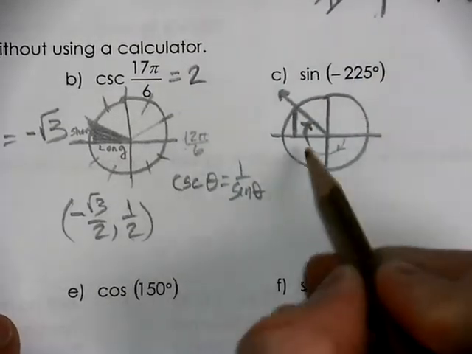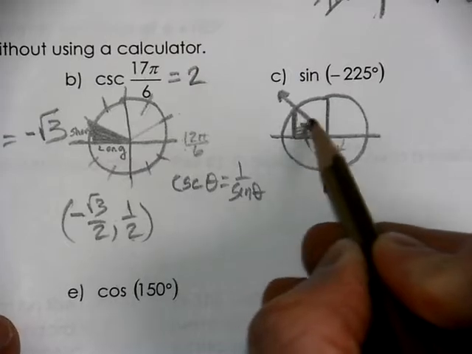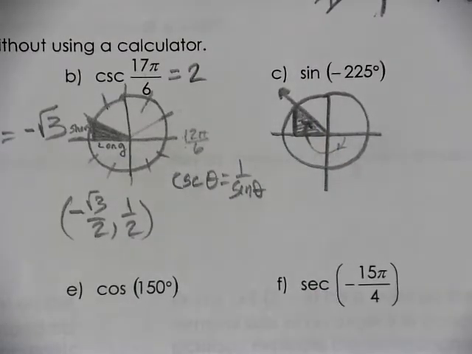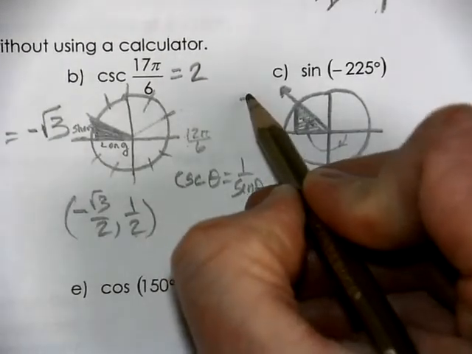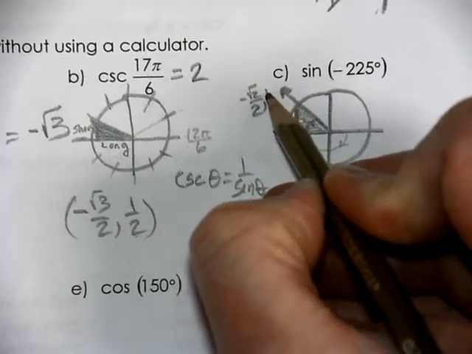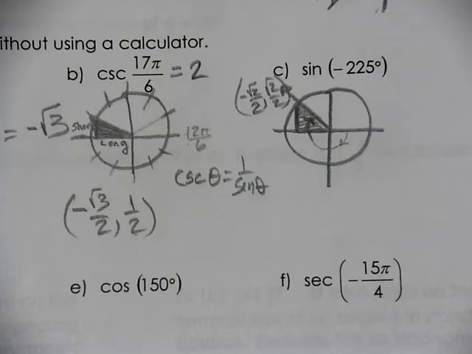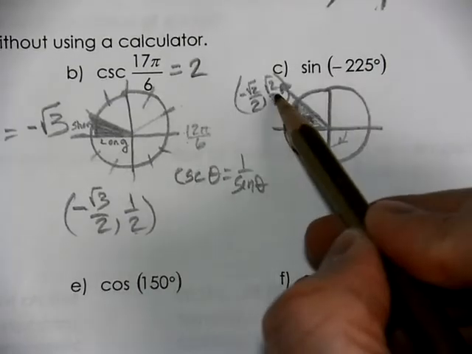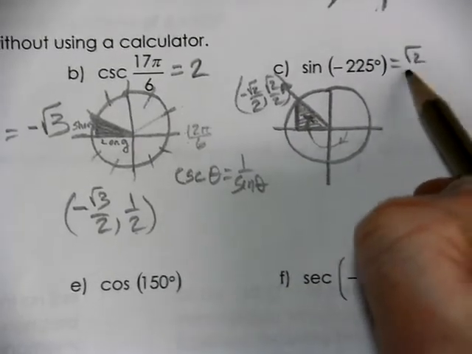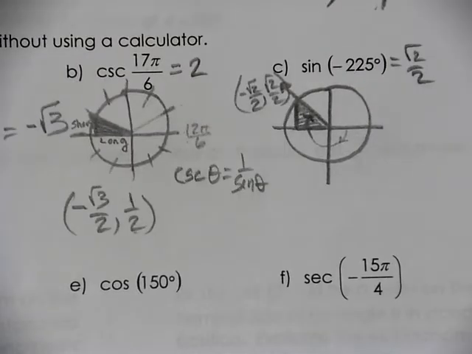So if you were to make your triangle, you'll notice that that's a 45, 45, 90 triangle. So your negative root 2 over 2, root 2 over 2. You need to know your coordinates. Sine is the y value. So we're at root 2 over 2.